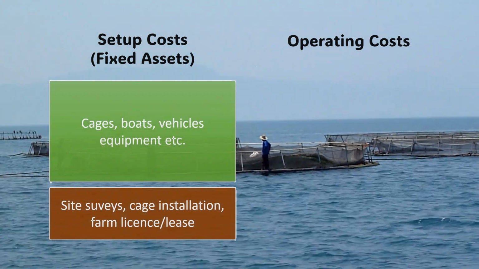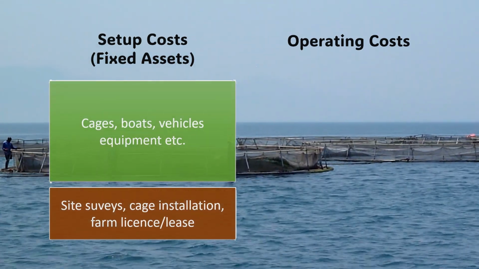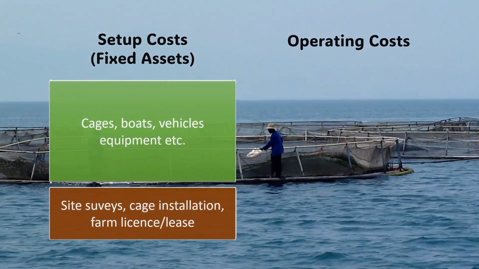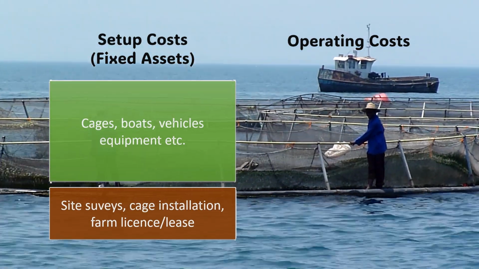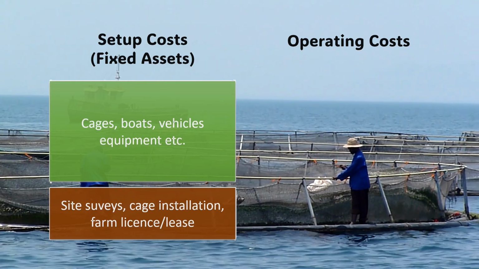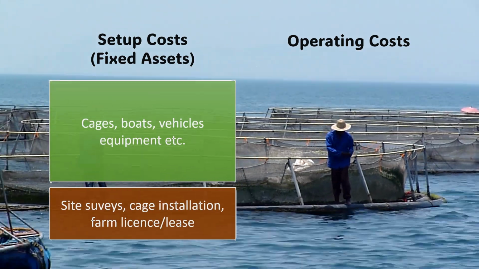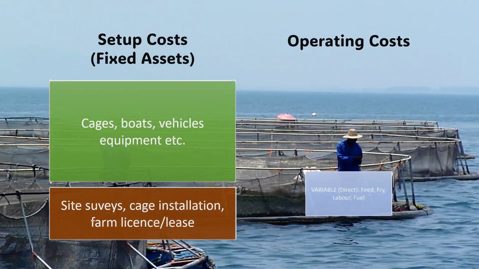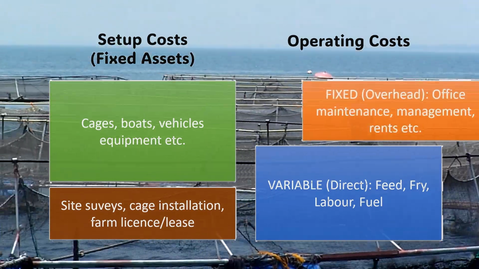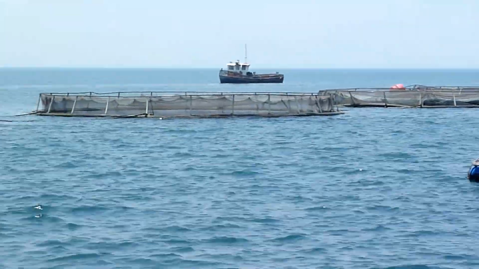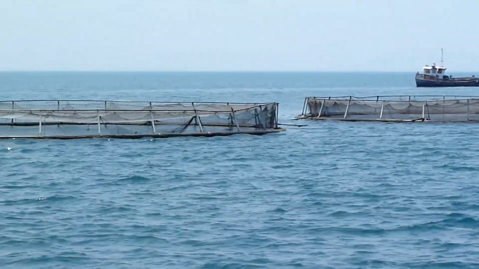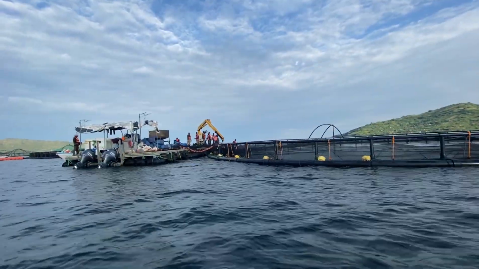In accounting terms, these are fixed assets as their value normally extends well beyond the normal 1-year accounting period. This is the category of costs that we will deal with in this video. The second category is operating costs, which we will look at in the next video. Essentially, we are considering the costs that are incurred before the cages are actually stocked with fish.